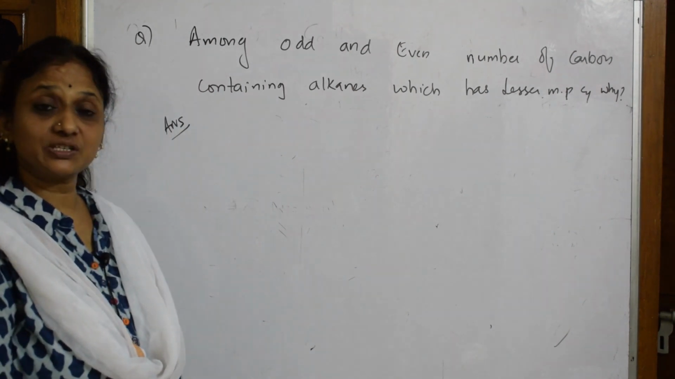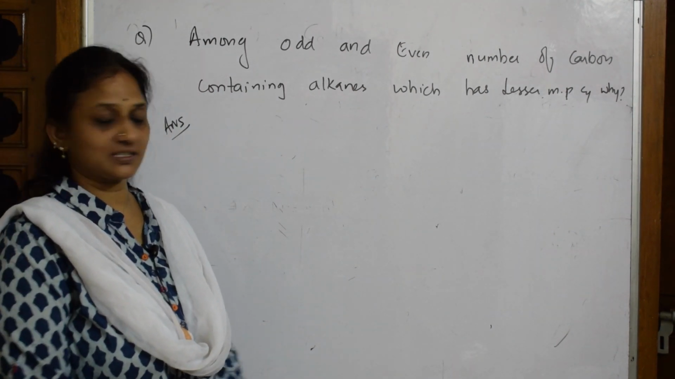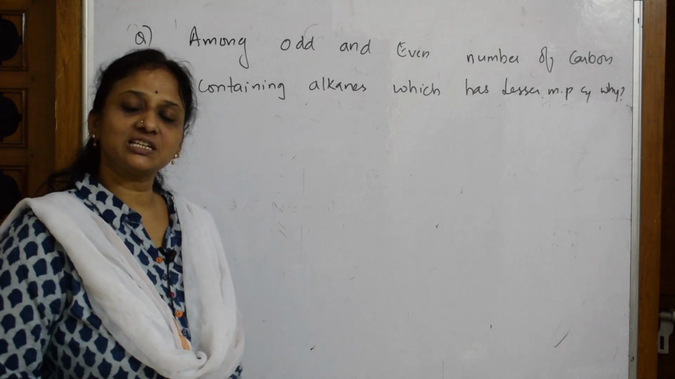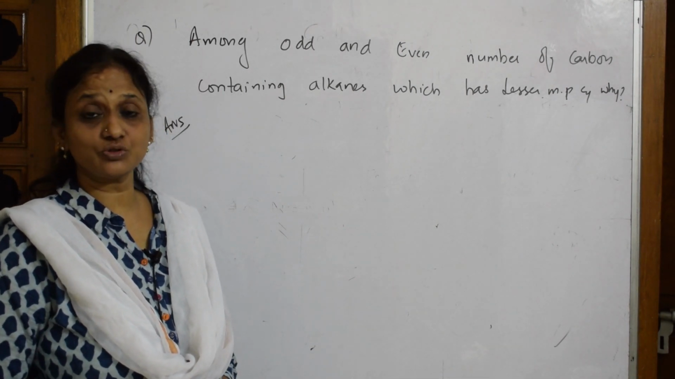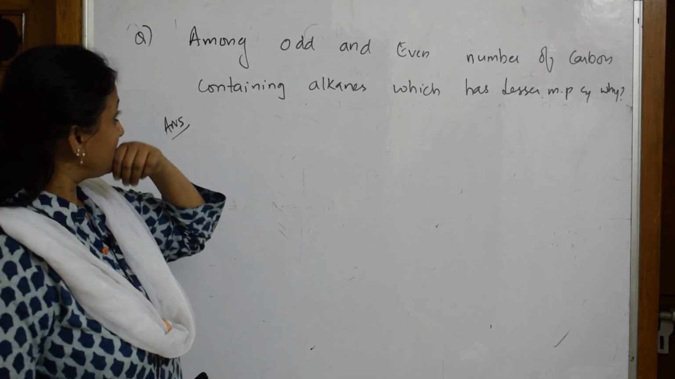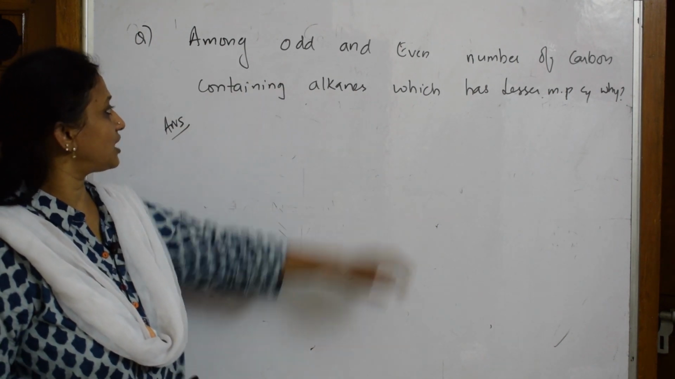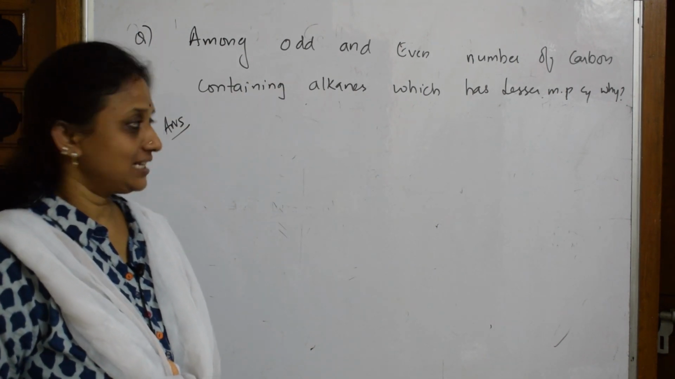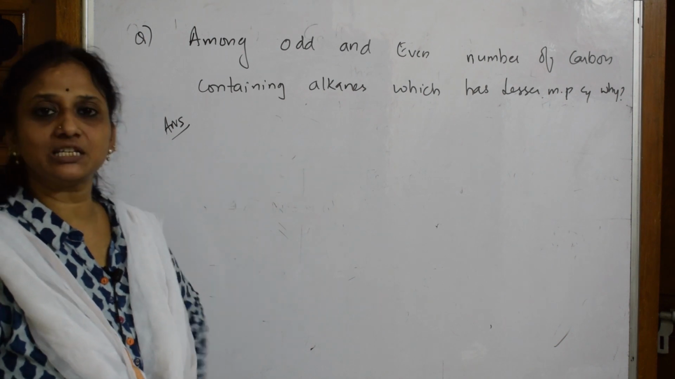Now one more question based on your melting point point of view. Let's see what this is. So here they've given based on melting point. Let's see the question and analyze how to write it in the exam. What do they give me? Among odd and even number of carbon containing alkanes, which has lesser melting point and why?